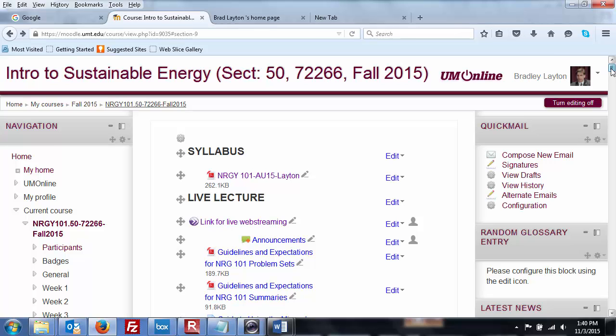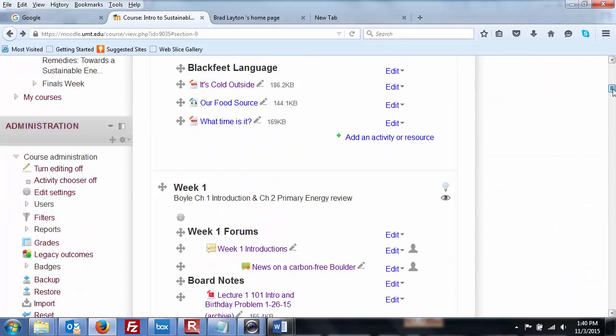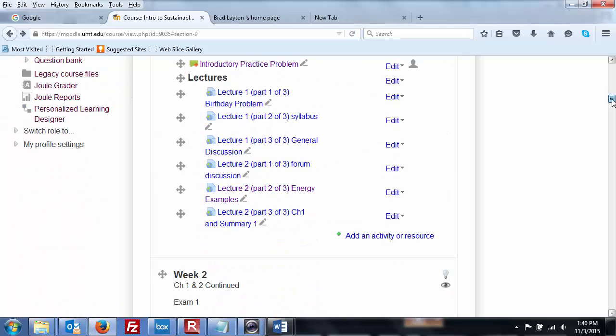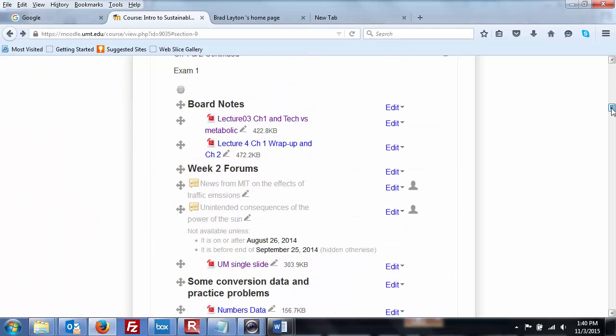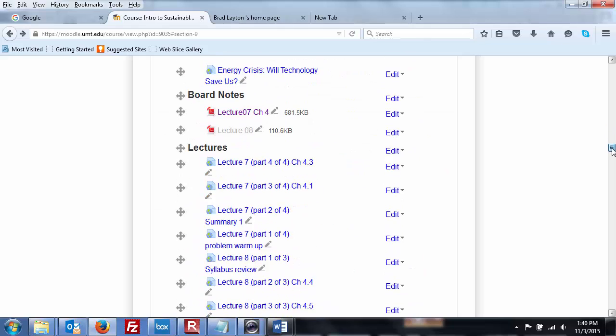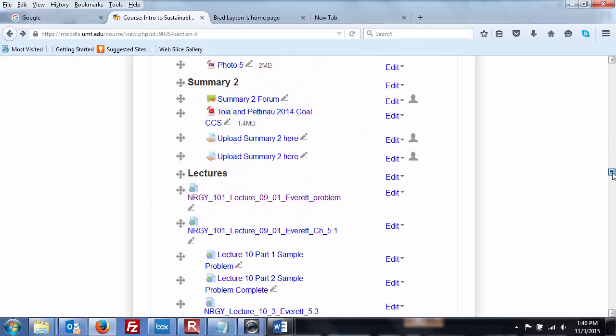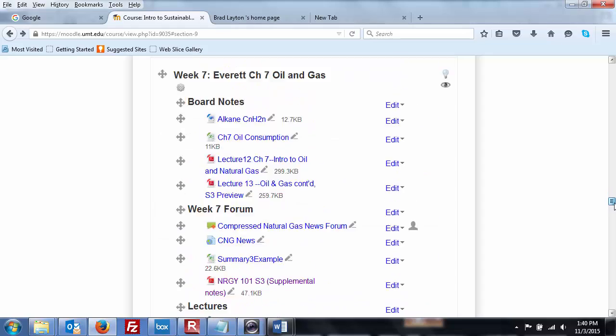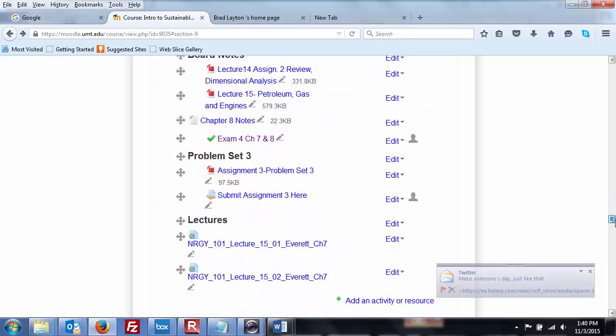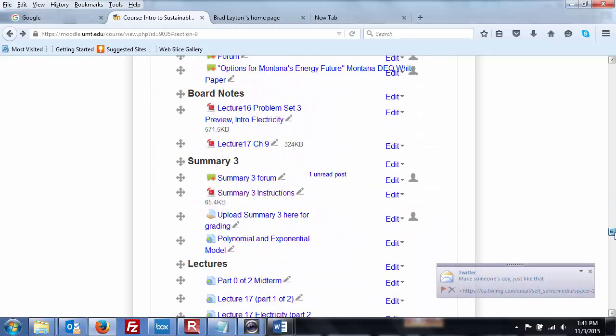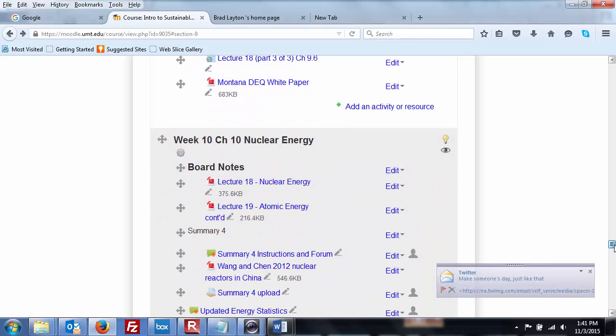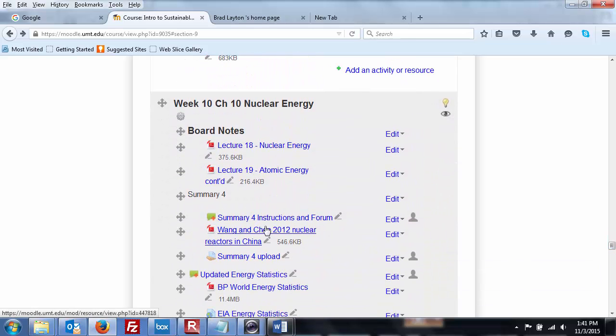Print it out today, start reading it, and share some thoughts. Share a draft on the summary 4 forum by next week. Let me just get down to it here. Okay, so Wang and Chen, nuclear reactors in China.